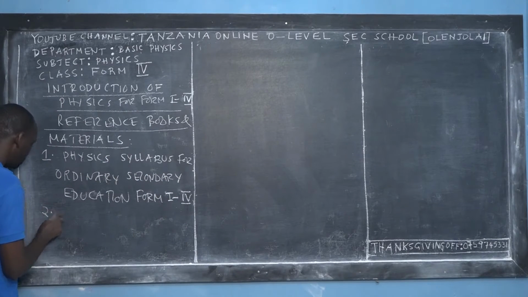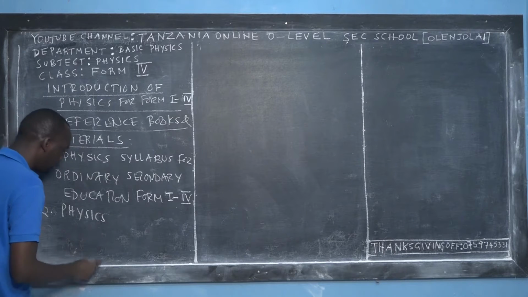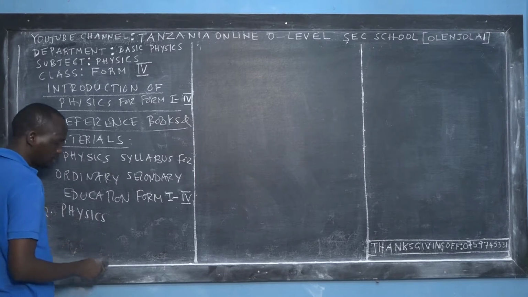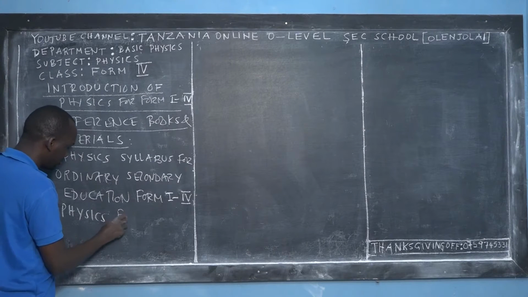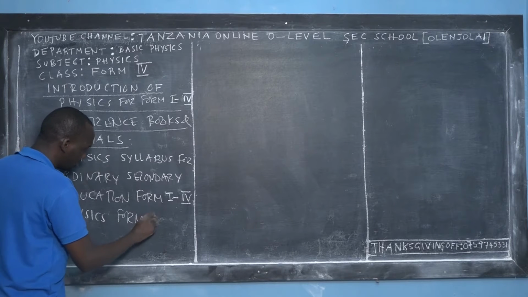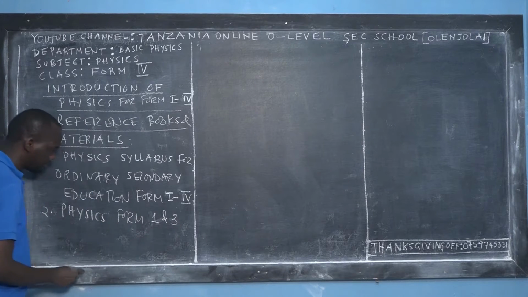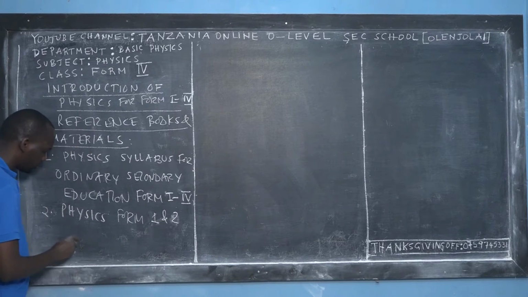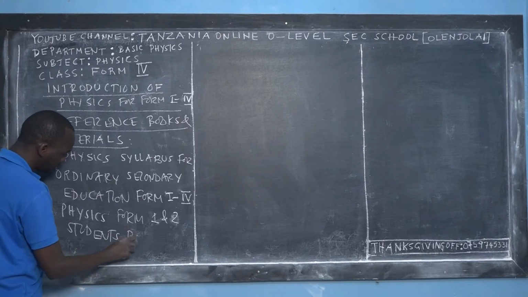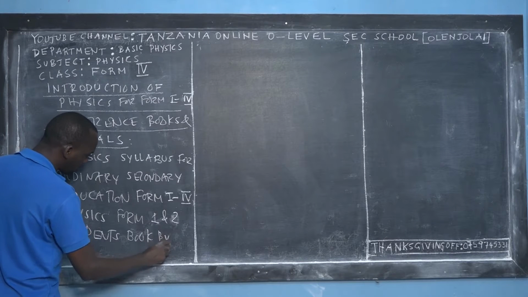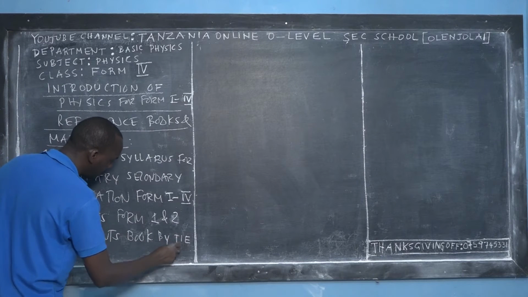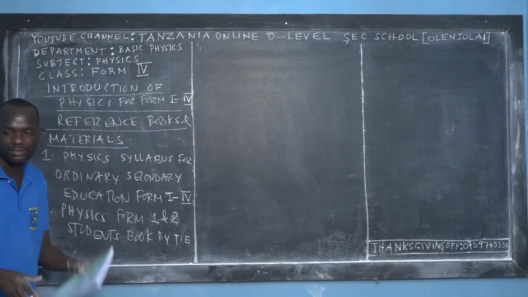The second reference book, we call it Physics for Form 1 and 2, Students' Book. This is the students' book, and the author is TIE. TIE means Tanzania Institute of Education.